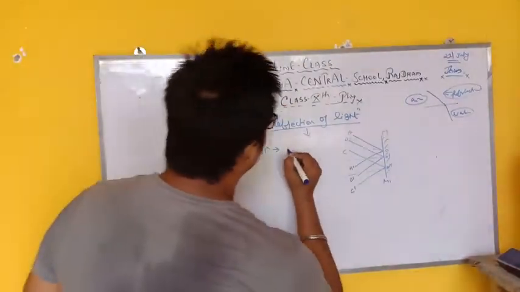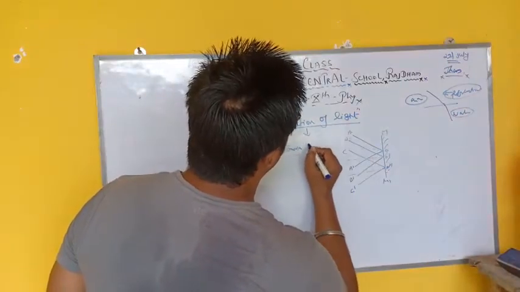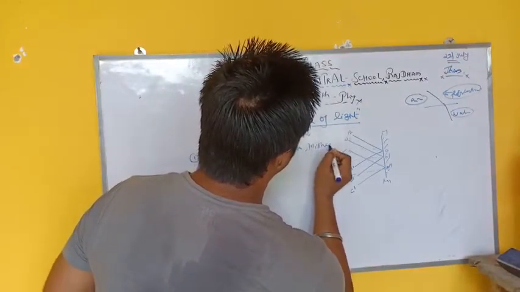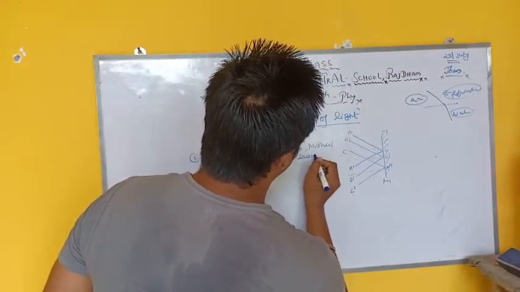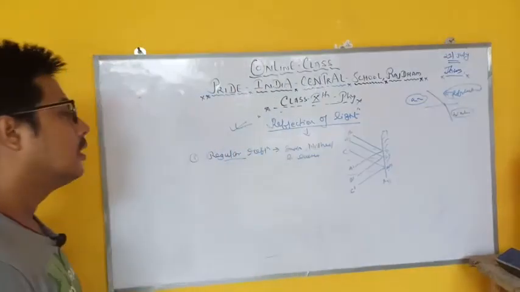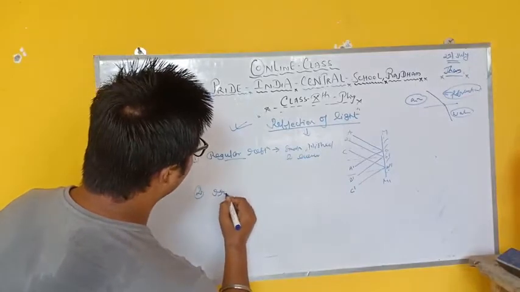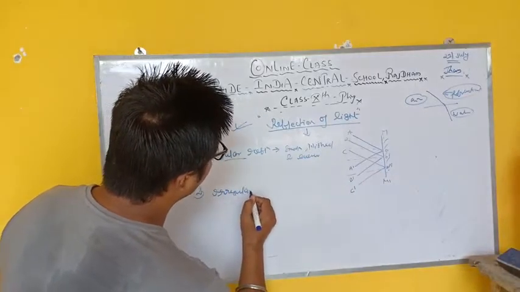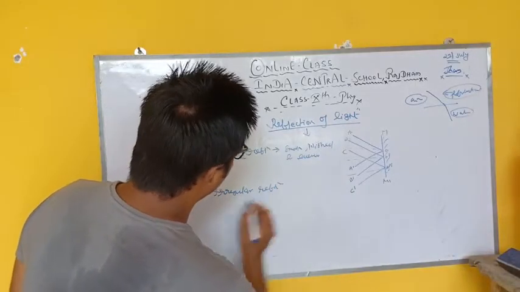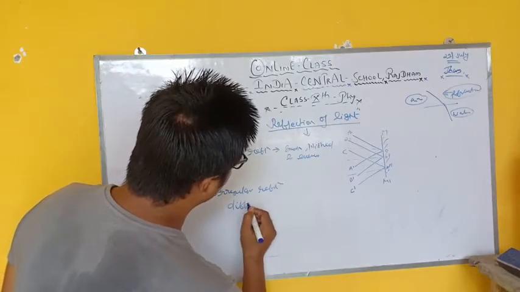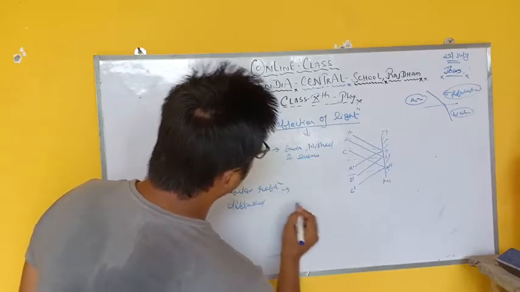The surface has to be smooth, polished and even. So number 2, we will study about irregular reflection. Irregular reflection, which we also know as diffused reflection.